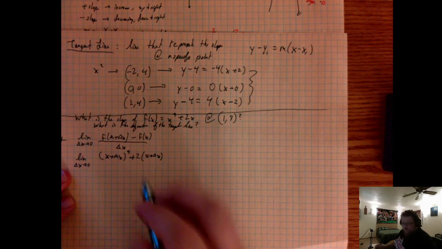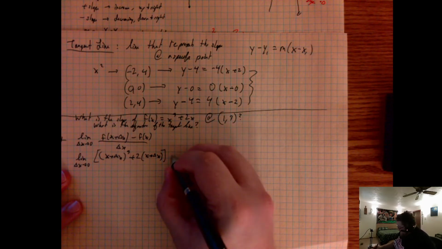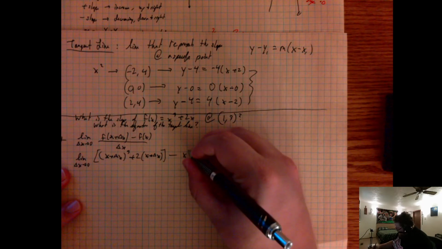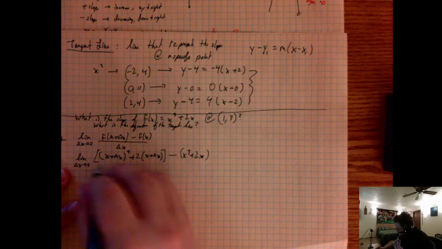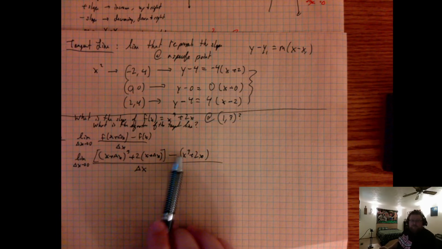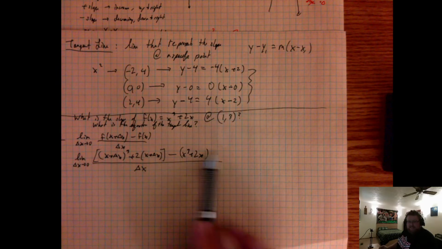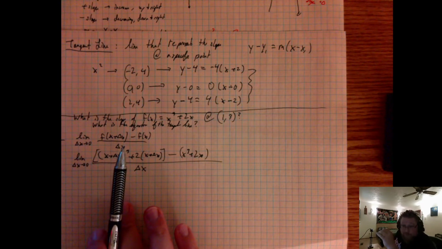This is my original equation, so this is that first piece, minus the actual original equation, which is x cubed plus 2x, all over delta x. So this first step is key. You have to be able to plug into the slope generating function correctly to get this limit.